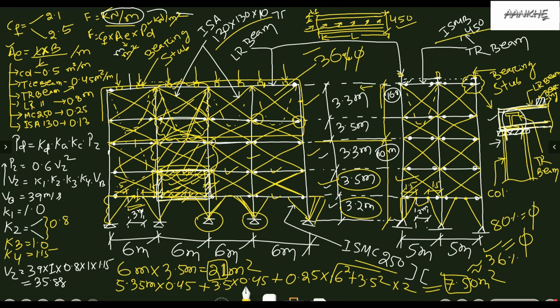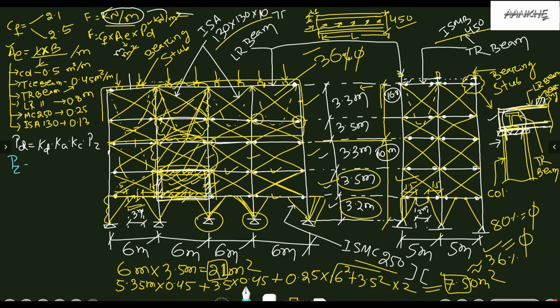35.88. So our Pz, which is 0.6 Vz square, comes to 772.5, or 0.77 kilonewton per square meter. Our Pz is now found out as 0.77 kilonewton per square meter. So Pz comes 0.77. Okay, now let us find out Kd, Ka and Kc.